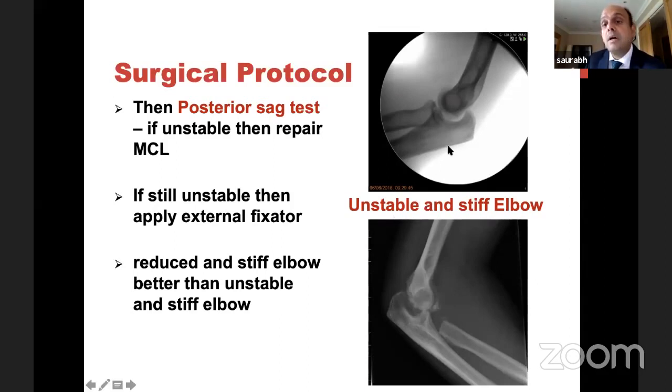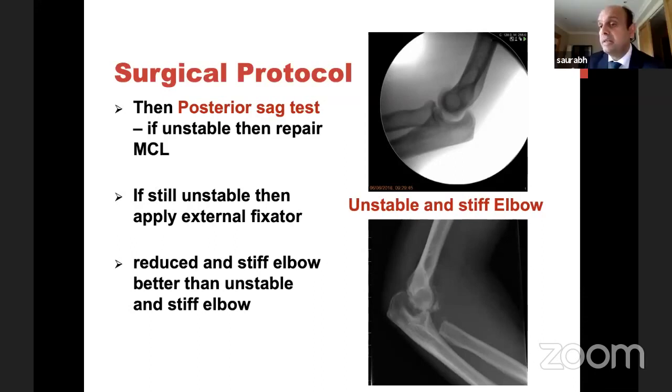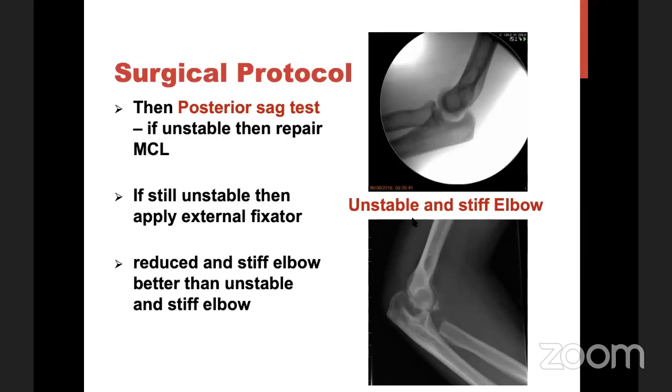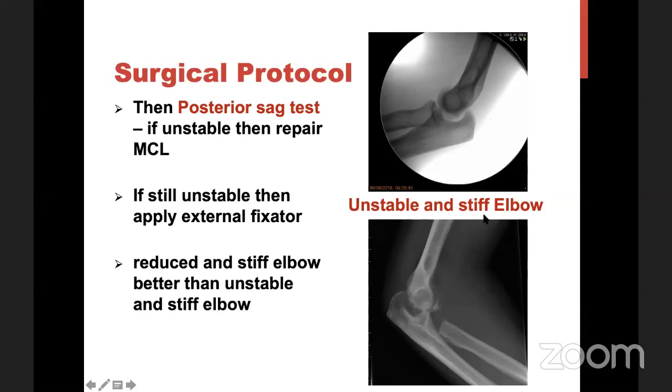Remember now, another concept. You are aiming for a stable elbow. Stable elbow, even if it's stiff, doesn't matter because you can deal with stiffness later by doing a capsular contracture release. But if you have an unstable elbow, which is also stiff, remember, this is a little confusing thing. It is unstable and stiff. Yeah, so both can exist together.